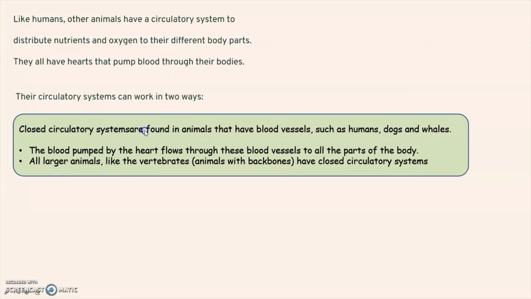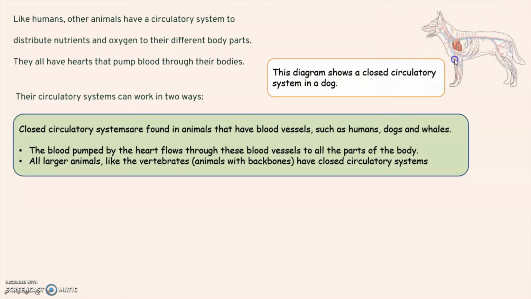Closed circulatory systems are found in animals that have blood vessels, such as humans, dogs, and whales. Number one, the blood pumped by the heart flows through the blood vessels to all the body parts of your body or their body. And then, all large animals like the vertebrates, animals with backbones, have a closed circulatory system. Like a dog, yeah, this diagram shows a closed circulatory system in a dog.